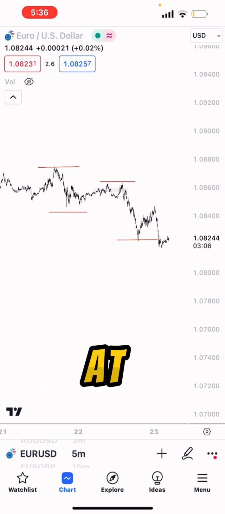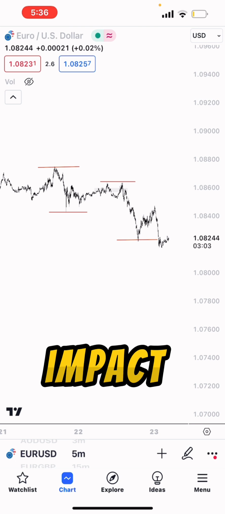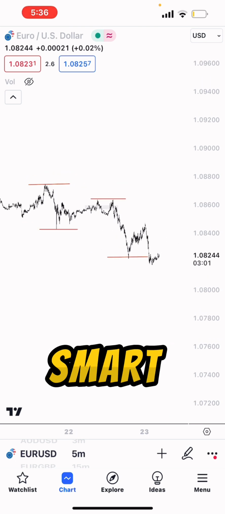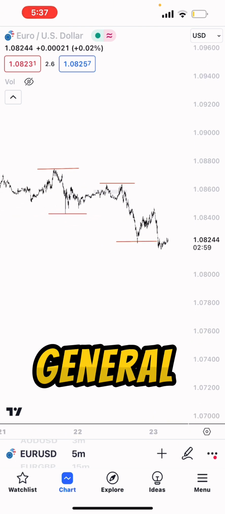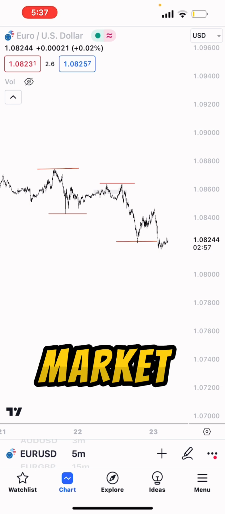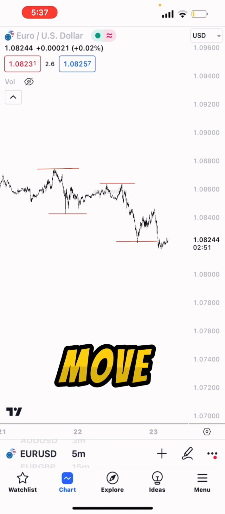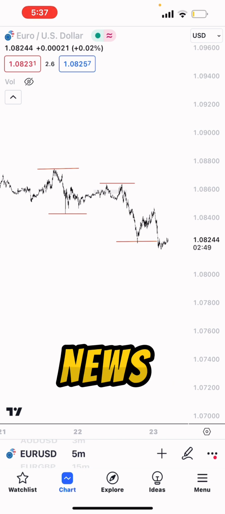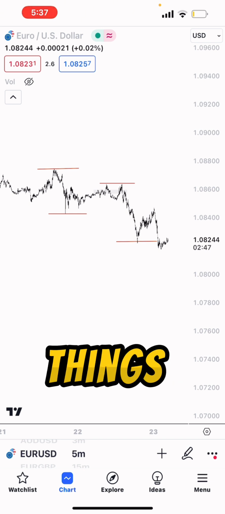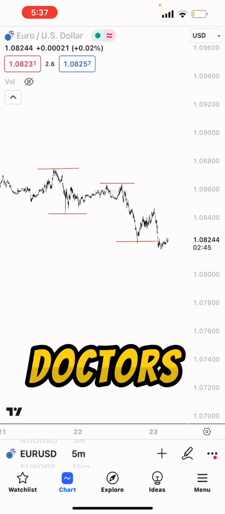So you always want to look at the news and make sure there's high impact news, because when you're trading smart money concepts or when you're just trading in general, the people that control the market are smart money, which are the banks and institutions and the hedge funds. And so they move the market through news and other things, other supply and demand factors.